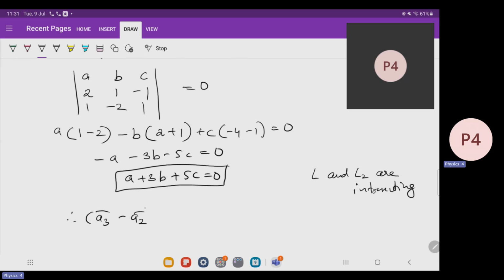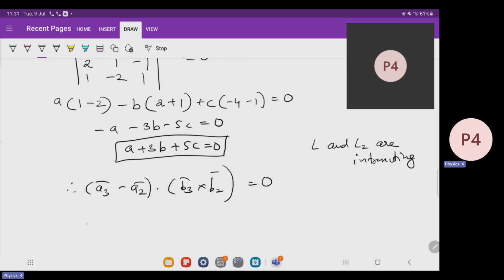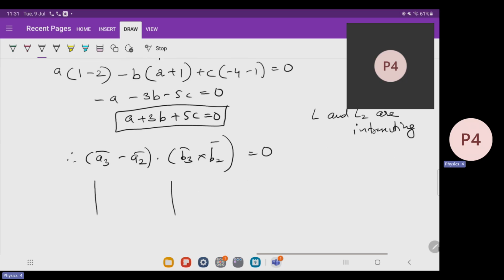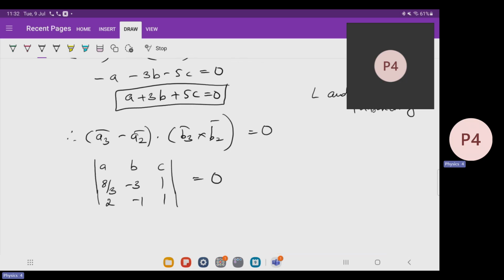Therefore, (A3 bar minus A2 bar) dot (B3 bar cross B2 bar) will be equal to 0. Again, for A3 bar we can simply put the value of A2. Let us write this B3 first. So A, B, C. Then you have 8 by 3, minus 3, 1. This is A2 bar. And B2 bar is 2, minus 1, 1. So this determinant value is also equal to 0. So solving this, what we will get?